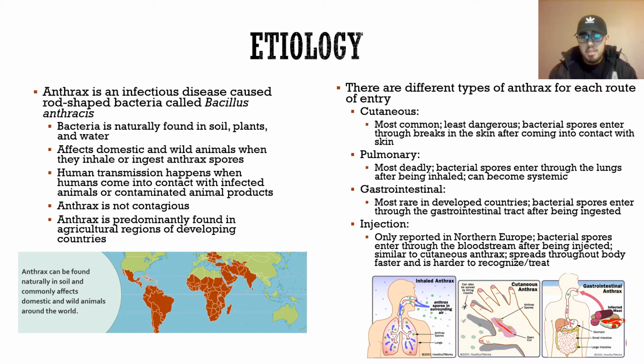That leads me to pulmonary, also called inhalational anthrax. It's the most deadly. It's the one that kills many people. It brings them to the terminal stages where there are the most systemic effects. It can become systemic when the bacterial spores are inhaled and enter through the lungs.